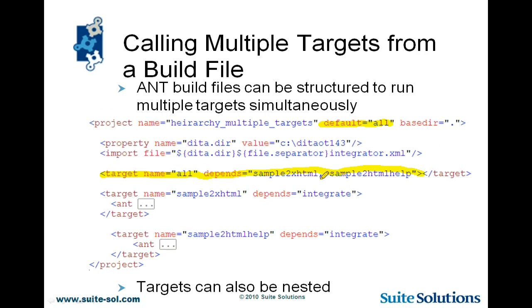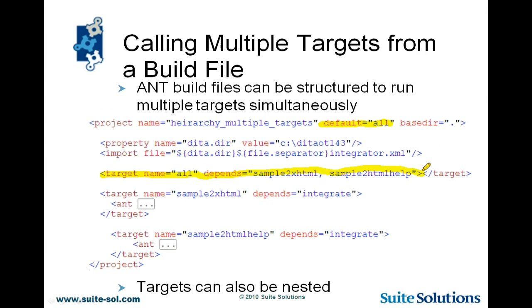Here maybe I'd run the same input, the same DITA map, but with two different outputs. I could make my list, a list of 5 targets and run even more. But that's just a quick example of how to run multiple targets simultaneously.